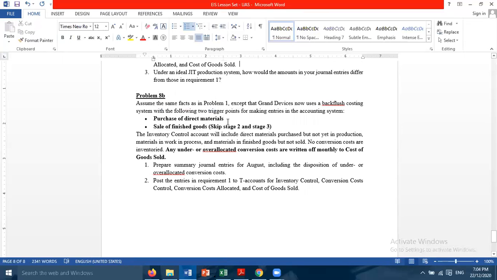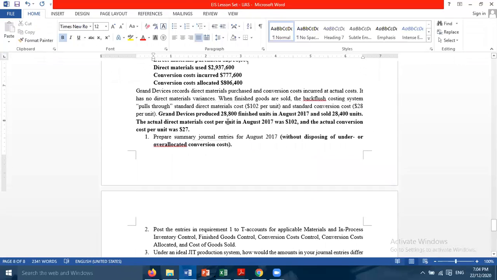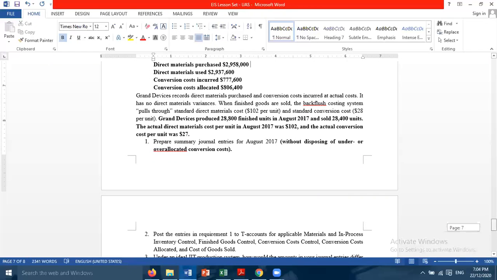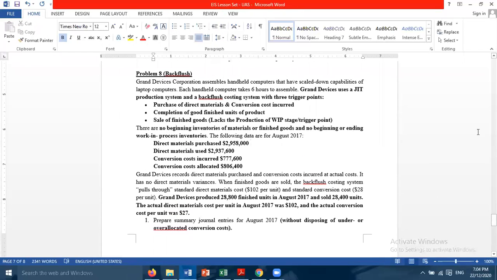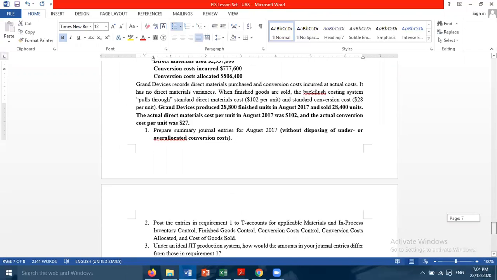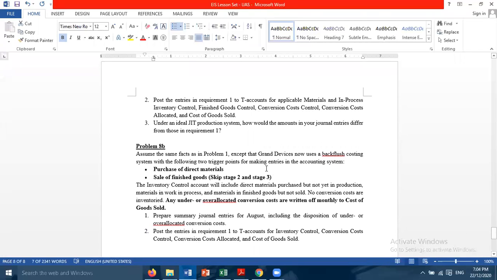So this one before skipped stage 2, right? As we can see. However, this time we also skip the completion of finished goods. So we only have purchase of direct materials and sales. Okay.